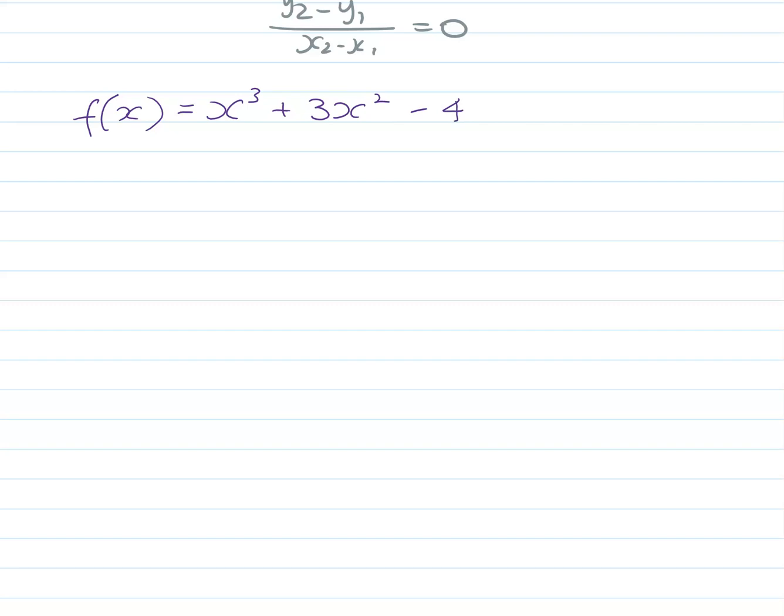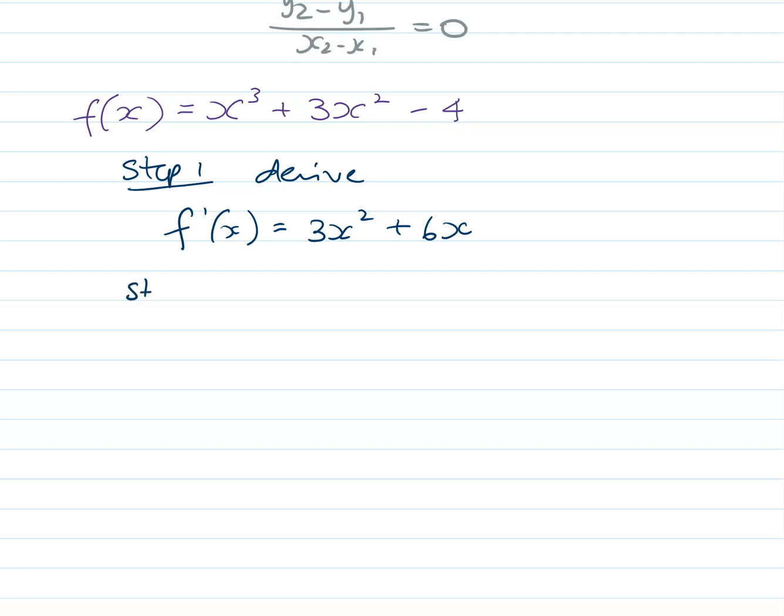So step 1, when we're finding a stationary point, is to find the derivative of our function. This one's nice and easy. f'(x) is equal to 3x squared plus 6x. Okay, that's our derivative. Step 2 is to solve our derivative for x when the whole thing equals 0.